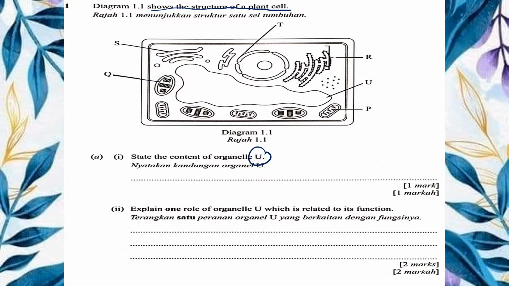First, you need to identify what is U. U is actually the vacuole. So what is the content of the vacuole? The answer is cell sap. So, this is the answer.